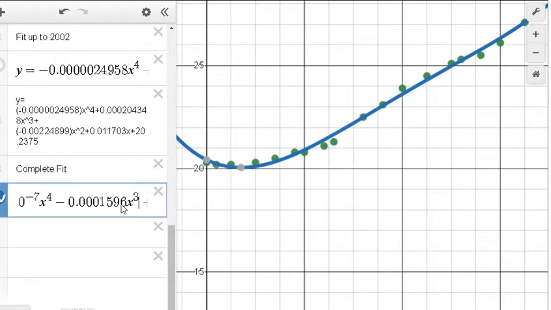And then there's the model for x cubed. So negative 0.0001596 x cubed plus 0.009722 x squared minus 0.114253 x, and finally, last but not least, plus 20.4309. There you go. Now, it doesn't work out nice and even. I won't pretend that it does.